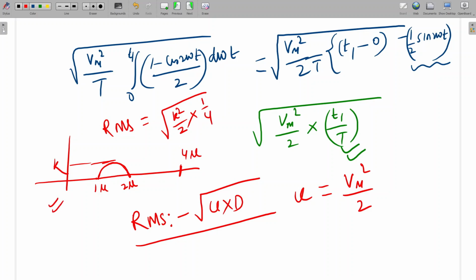Is it clear to all? So for any big waveform, out of that, some portion will be a sinusoidal waveform. So you can directly write this U and U into D. Is it clear to all? Or should I explain again?